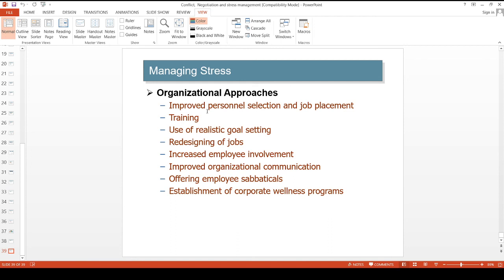Similarly, employee involvement strategies should be used. We have to let employees participate. We have to delegate authority to the employees to make their decisions. That will also be helpful to reduce the stress level. Improved organizational communication should be there. The communication channel should be improved in order to reduce the stress level. Then the establishment of corporate wellness programs. These employee wellness programs may be very helpful for the management of stress within the organization.